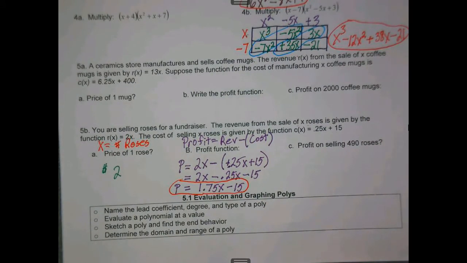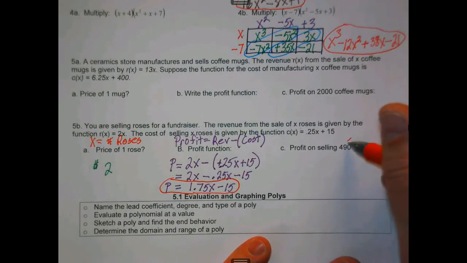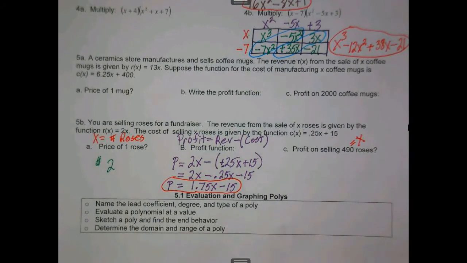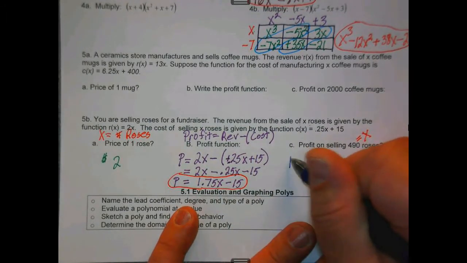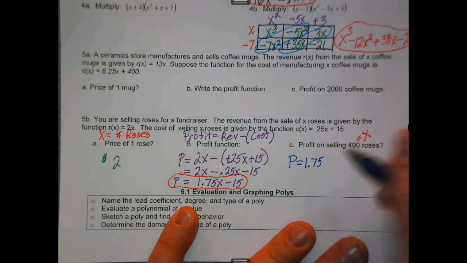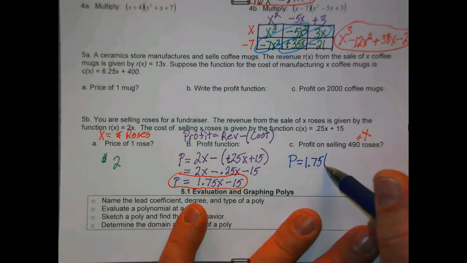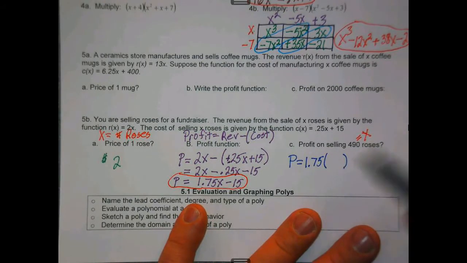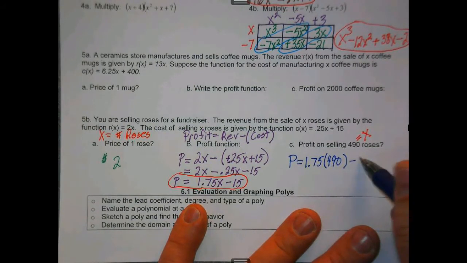It says, suppose I'm selling 490 roses. My x. Just substitute it in for x right there. So the profit equals 1.75 times 490 minus 15. Whenever you substitute or evaluate functions, use parentheses.